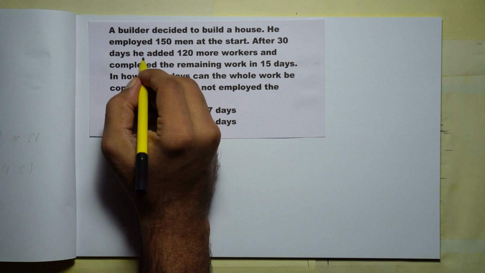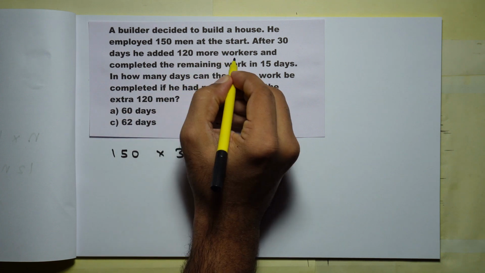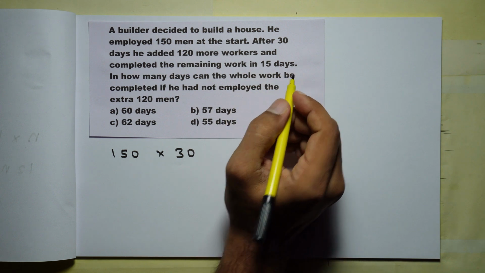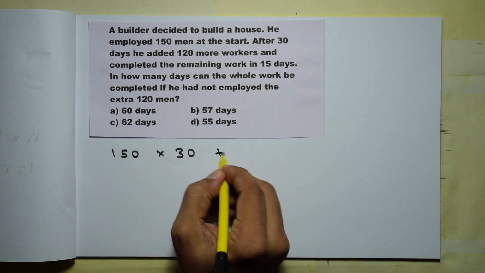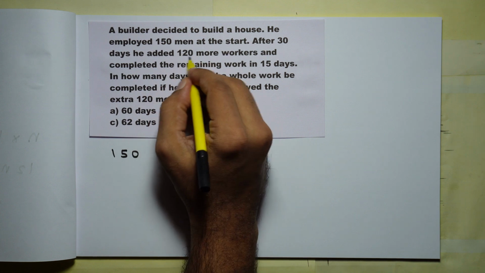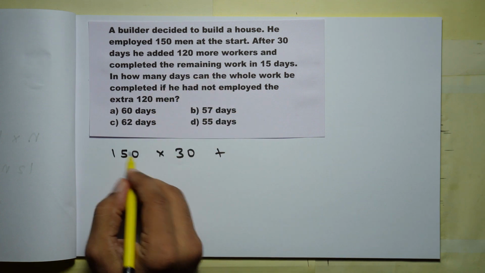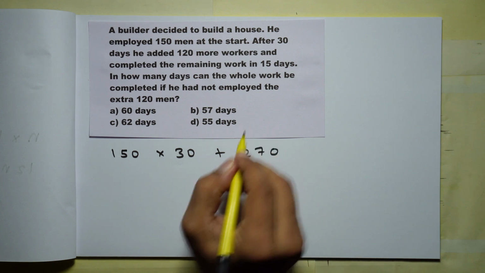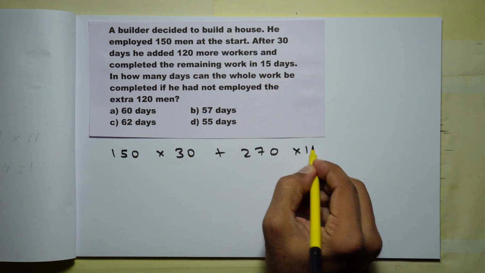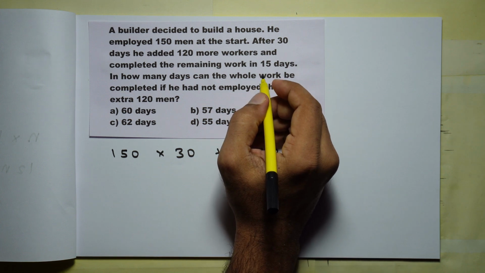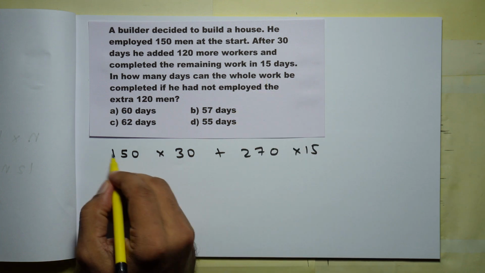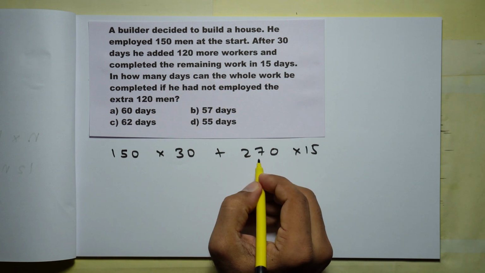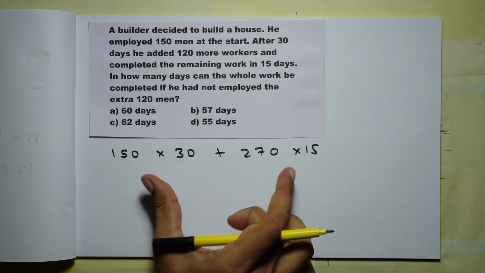After 30 days, he added 120 more workers and completed the remaining work in 15 days. So initially this much work was done. Then another 120 men were added. So 150 plus 120, now there are 270 men and they work for 15 days. So this is the whole work. So initially for 30 days 150 men work, then an extra 120. So 150 plus 120, 270, they work for 15 days. This is the whole work.